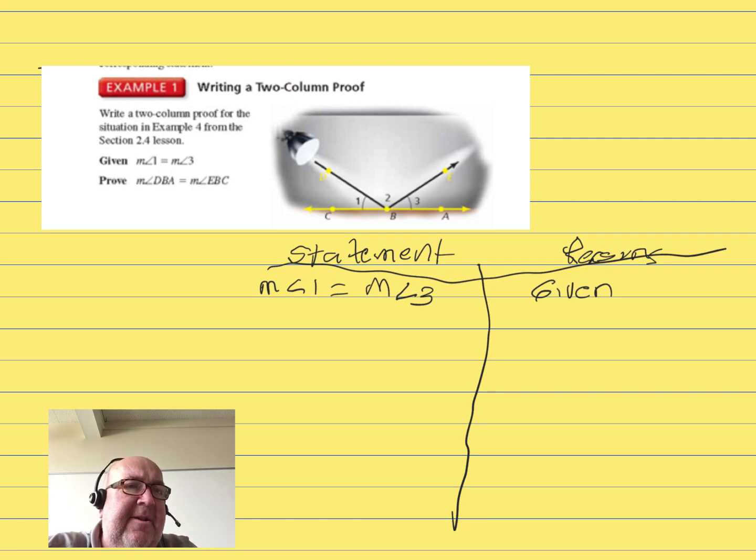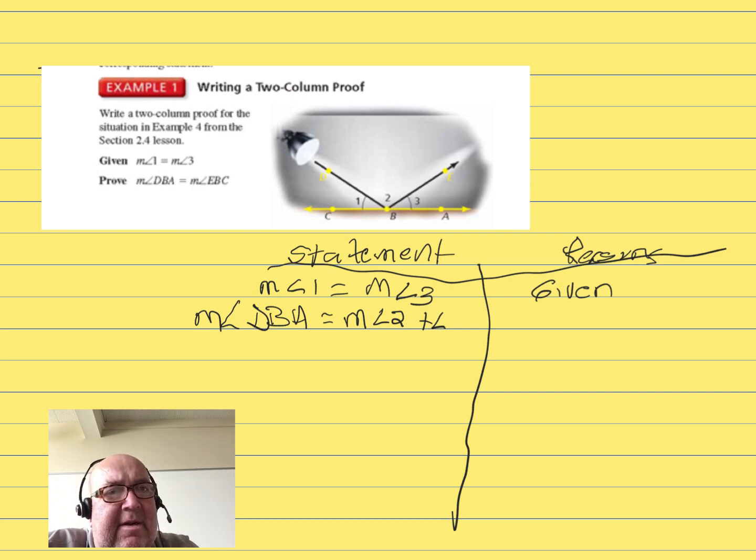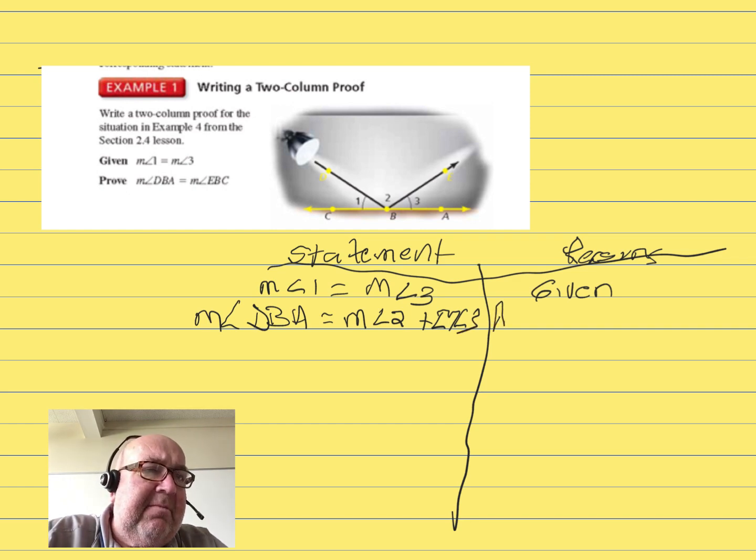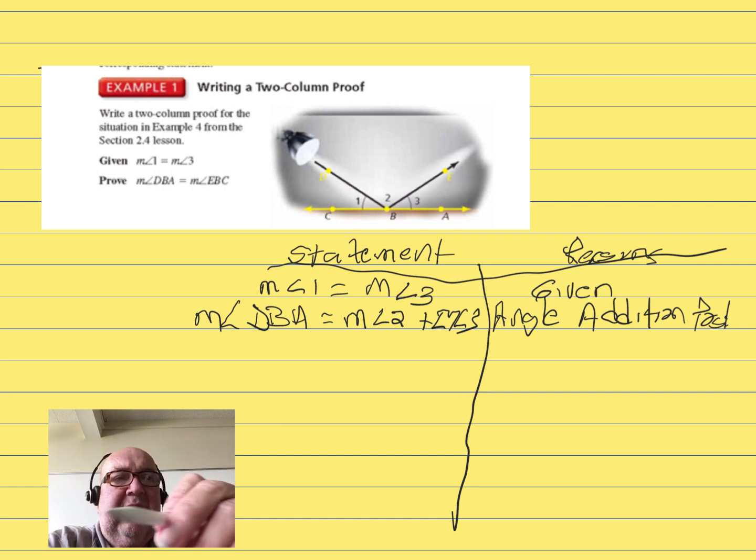We know that I can add angle 2's and angle 3's measure together to get the measure of angle DBA. So we're going to go measure angle DBA is equal to the measure of angle 2 plus the measure of angle 3. And that is the angle addition postulate. Most of the assignments that you're going to do, you won't have to worry about writing things out.